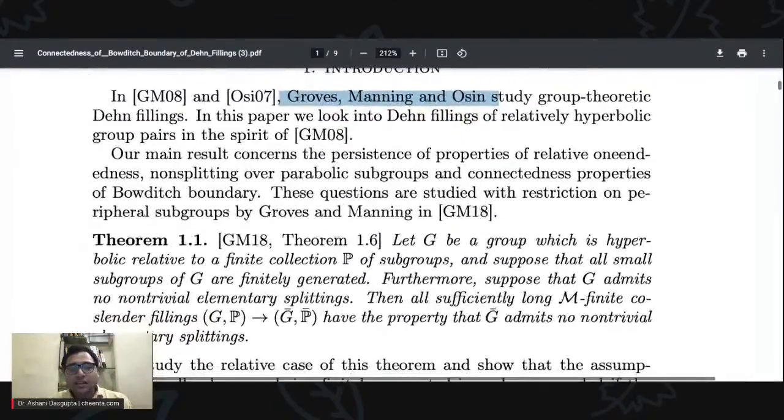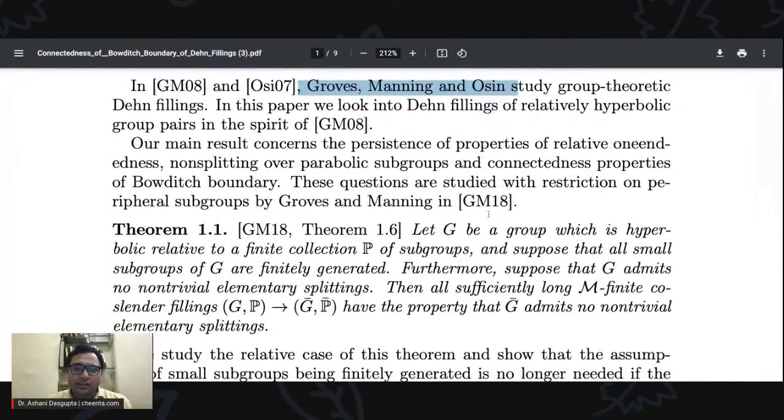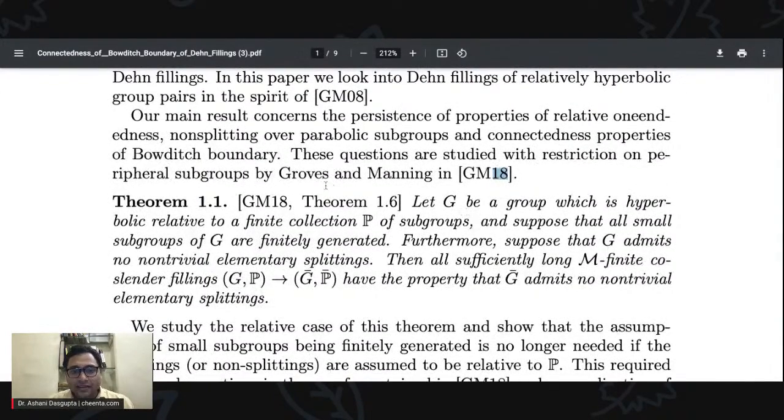In their paper in 2009, which was published in 2018, Groves and Manning show a couple of things that we actually extend in this particular paper. So I'll talk about both of them. The first one is Theorem 1.6 in the Groves Manning paper. Again, I'll give you an overview: what is the big picture story of their work, so that you understand.